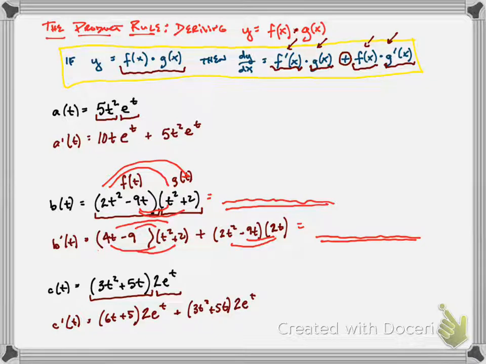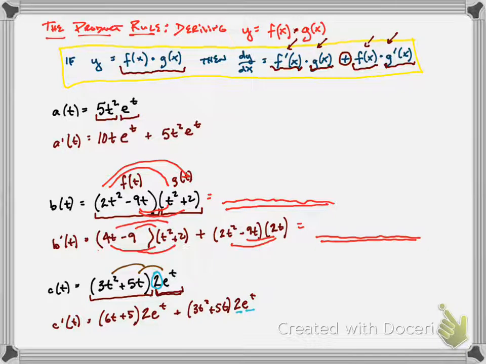Now again, take a moment and think about what the derivative of 2e to the t is. You've got a constant 2 being multiplied by e to the t. The derivative then is the constant 2 times the derivative of e to the t, which is e to the t. Now, just for kicks, let's go ahead and expand this one, and we'll check our answer.